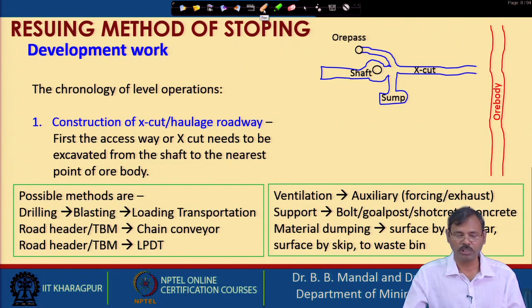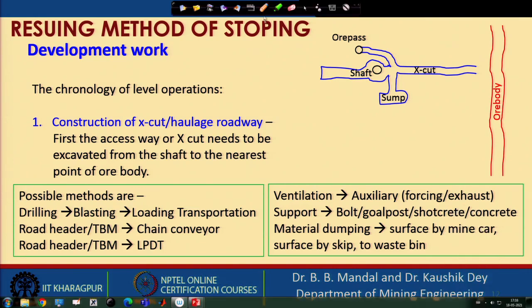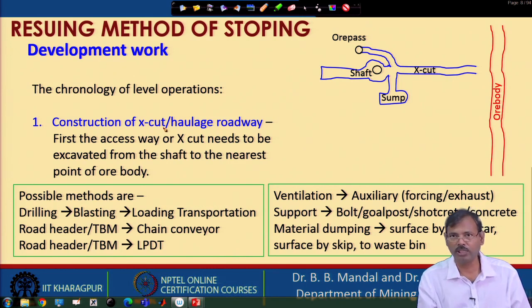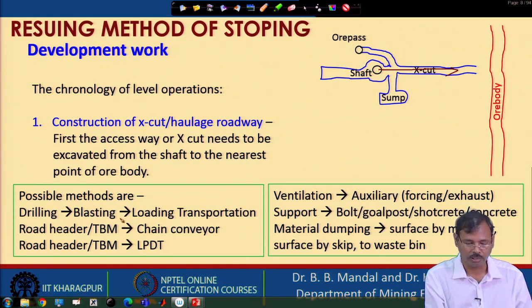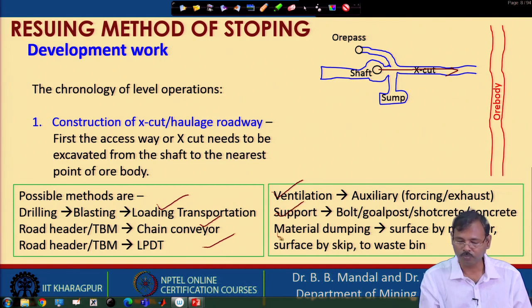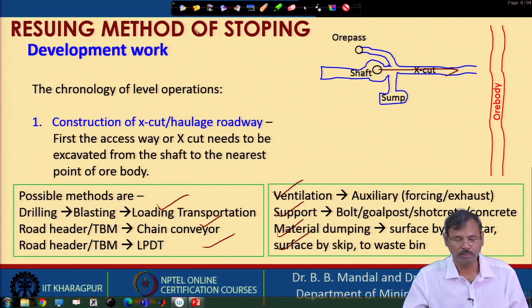Now, let us look into the developmental work. You understand our developmental work comprises first the construction of the shaft, then we enter into the levels through the shaft, and then from the shaft we make the cross cut to connect to the ore body, and the methods adopted for these are the applicable methods. These are the auxiliary operations to be carried out while the construction of cross cuts or haulage roadways is done.